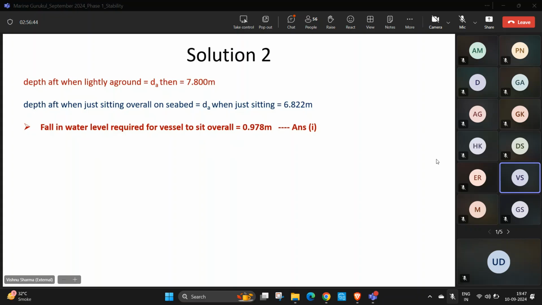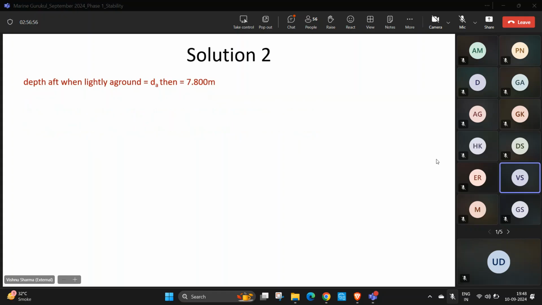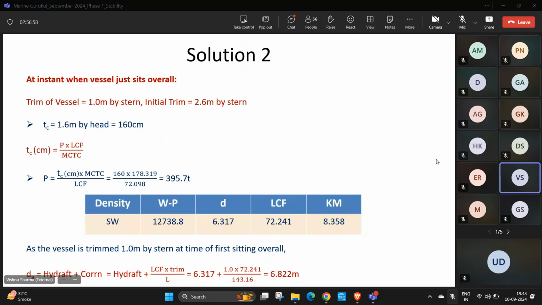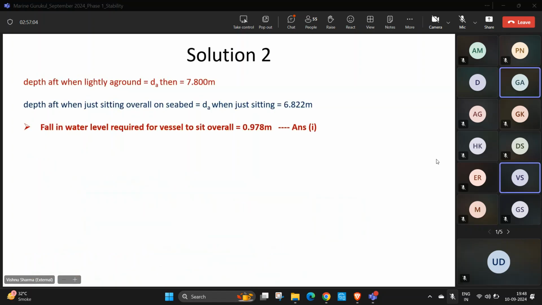Is answer one understood and clear, beta? Yes or no? Yes, sir. Okay. We already have KM for W minus P here. Can you please find out the virtual GM then? You have the KM for W minus P. Can you find out part?